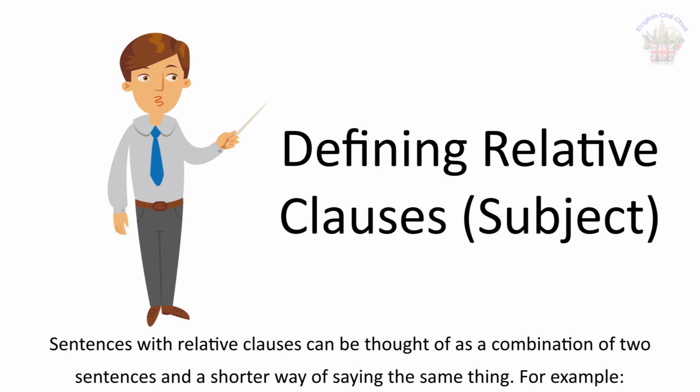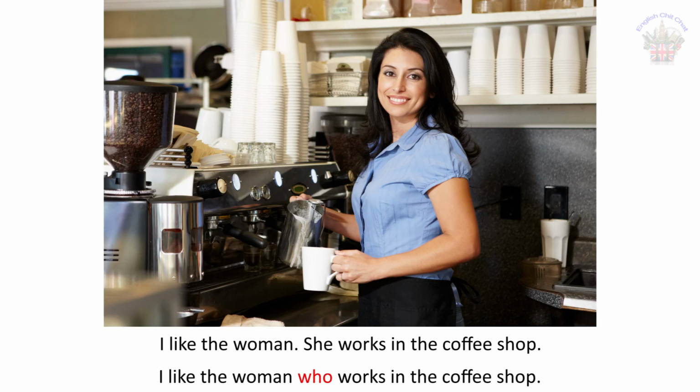Sentences with relative clauses can be thought of as a combination of two sentences and a shorter way of saying the same thing. For example, I like the woman. She works in the coffee shop. I like the woman who works in the coffee shop.